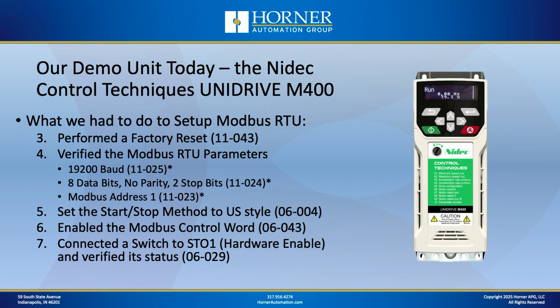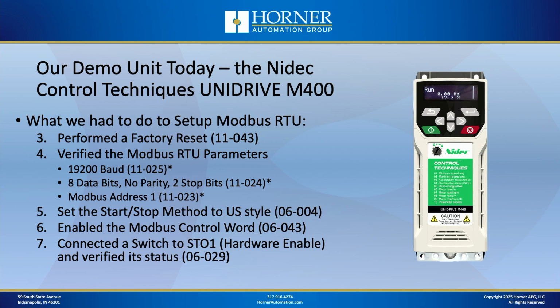Now in terms of the serial parameters, I didn't change any of them, but I did go in and look at them in menu 11. You can see the baud rate, data bits, etc., along with the Modbus address, are all available in menu 11. Next, I set the start-stop method I wanted to use for the drive to the US style. The M400 has a Euro style and a US style start-stop method. I chose the US style in menu 6.